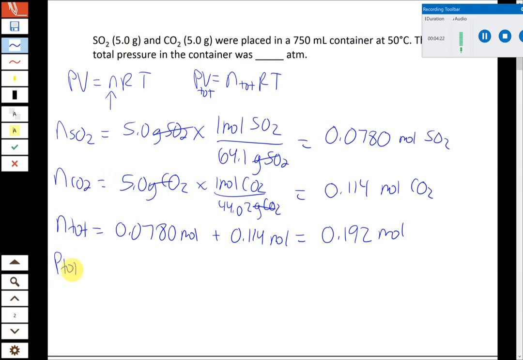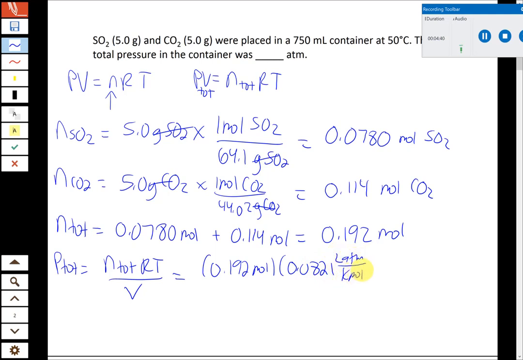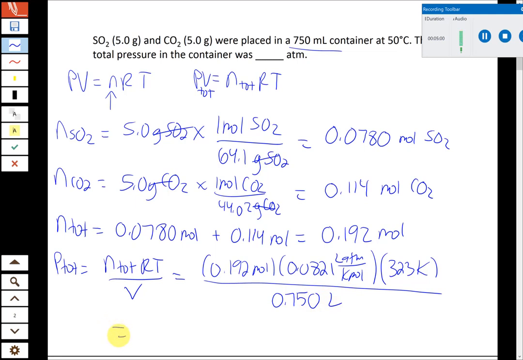So that's what we're solving for here, total pressure, which is just going to be the total number of moles times RT over V. We're going to put that number in for moles, our universal gas constant R, and then the temperature in this case is 50 Celsius. We have to convert that into Kelvin, so that's going to be 323. And then the volume of the container is 750 milliliters. That has to be in liters for the units to work out, so we're going to call that 0.750 liters. So when we multiply all this out, give me 1 second.